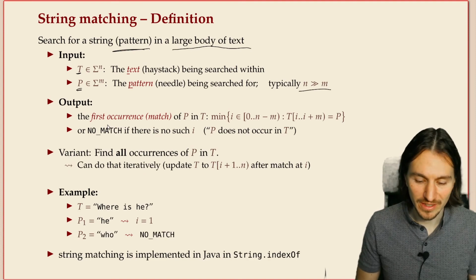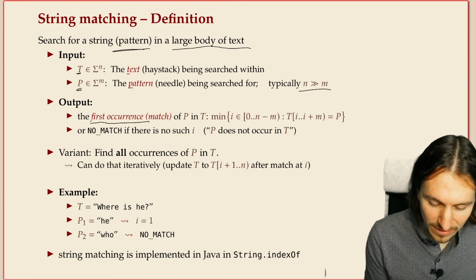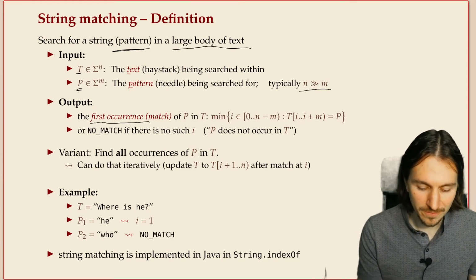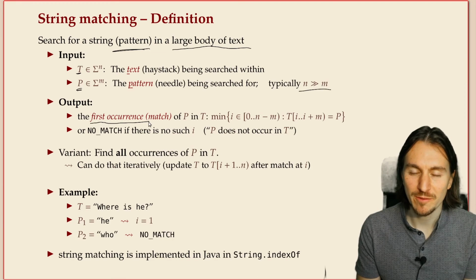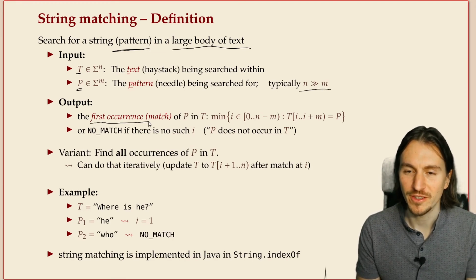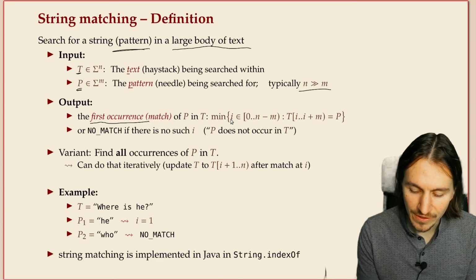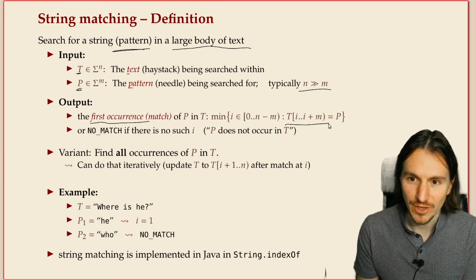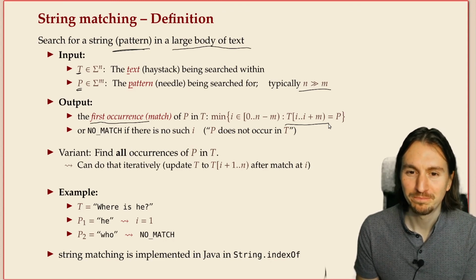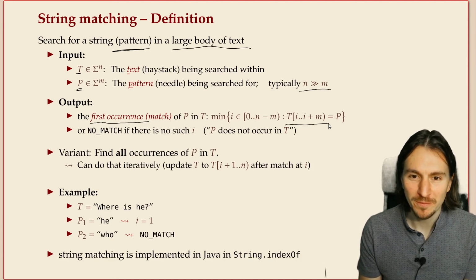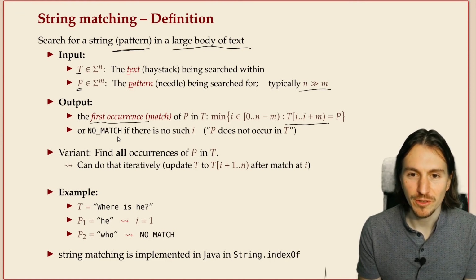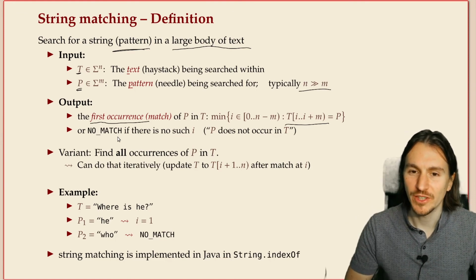What is the output? And this is important to get the exact details of the pseudocode right at the end. I will always formulate the problems so that we find the first occurrence of the pattern in the text. So the smallest index at which we find the pattern in the text if we take the substring of length m of the text starting at that position. Okay? That's the formal definition of the problem. If there is no match, which could just as well happen, then we just return this dummy result, no match.